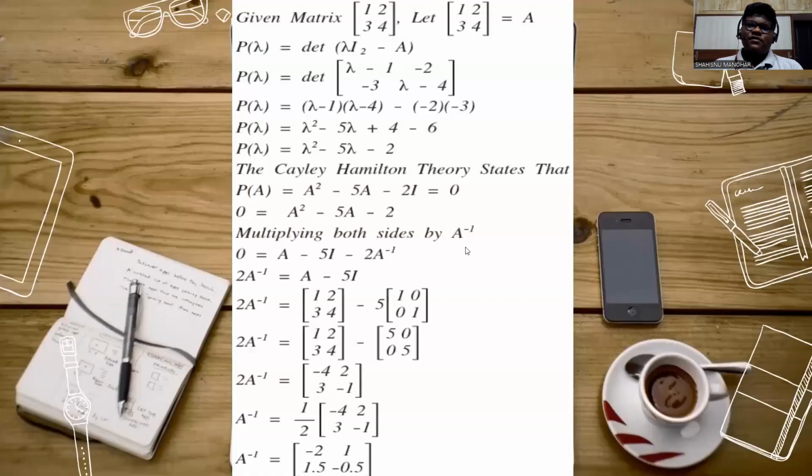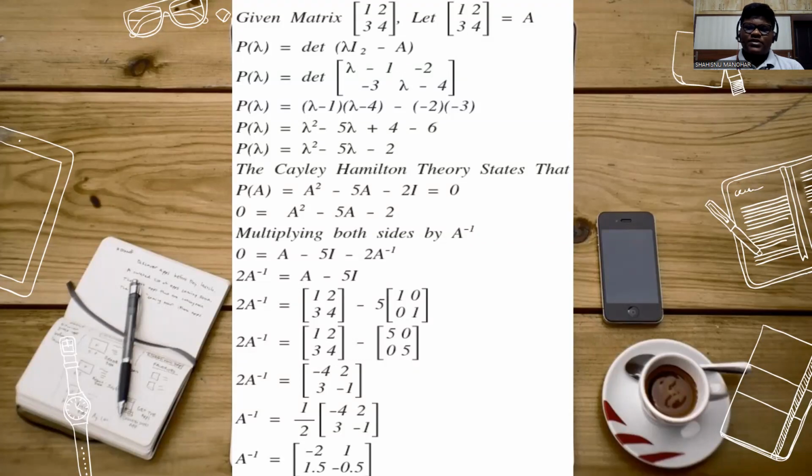Suppose the given matrix is A = [1, 2; 3, 4], and P of lambda is equal to det of lambda I2 minus A. Suppose P of lambda is det of [lambda minus 1, minus 2; minus 3, lambda minus 4]. We get the characteristic equation as lambda square minus 5 lambda minus 2. Now, the Cayley-Hamilton theorem states that P of A is equal to, replacing lambda with the variable A, A square minus 5A minus 2I is equal to 0. Now, 0 is equal to A square minus 5A minus 2I.